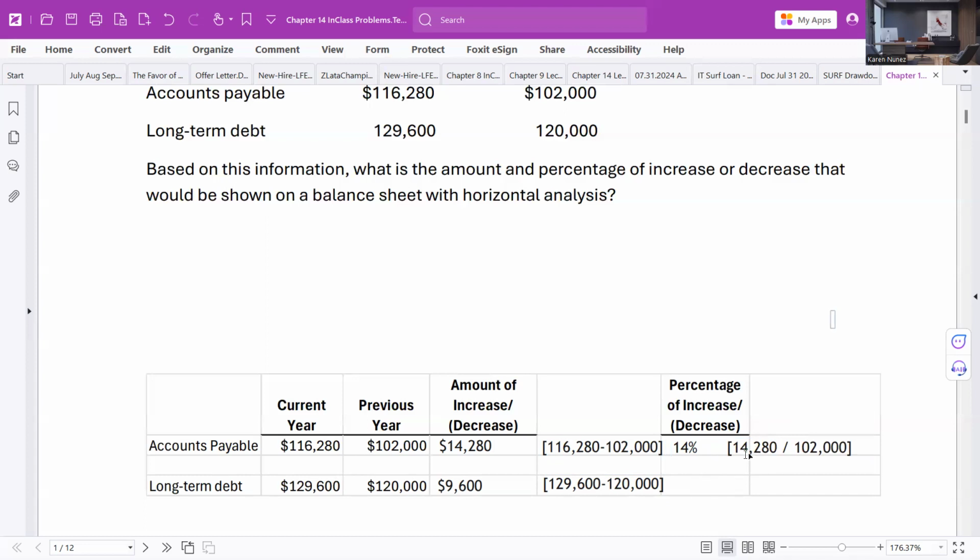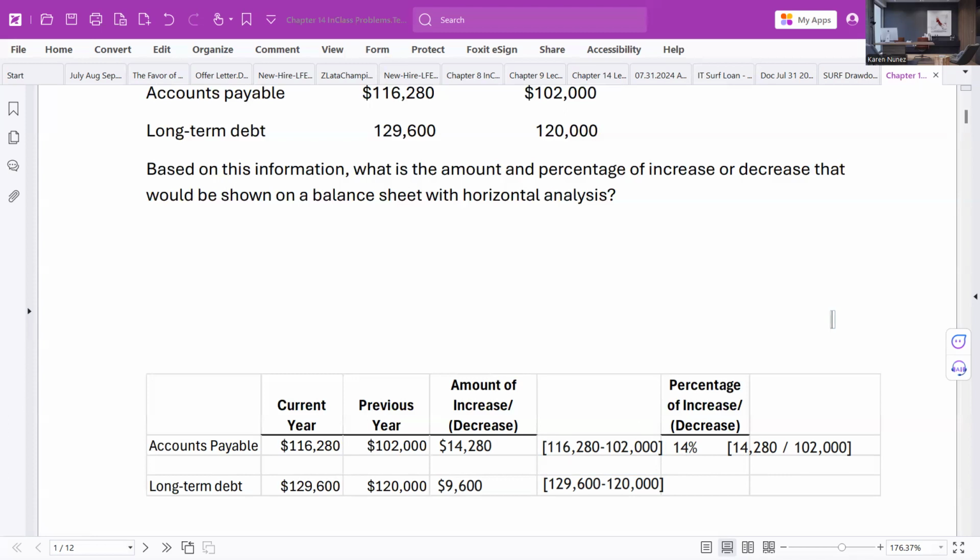Again, all we're doing is taking that 14,280 and dividing it by $102,000. So we're taking this increase and expressing it as a percent of the previous year, which is the base year, $102,000. So 14,280 divided by 102,000 is a 14% increase. So we know that the change in accounts payable, using this horizontal analysis, is an increase of $14,280 over the previous year, and that represents a 14% increase over the previous year.